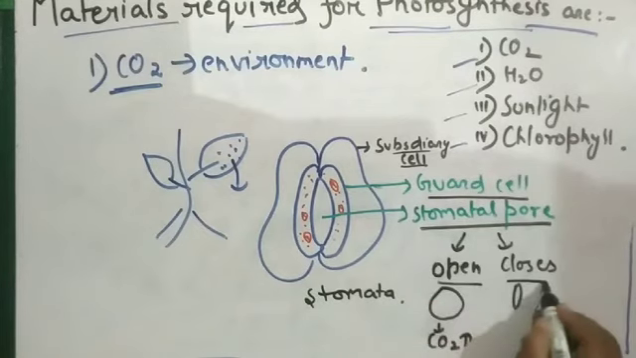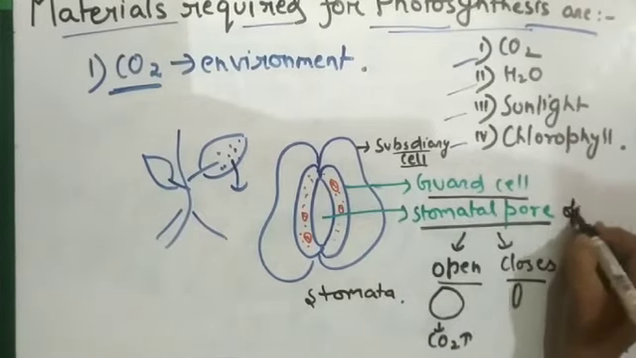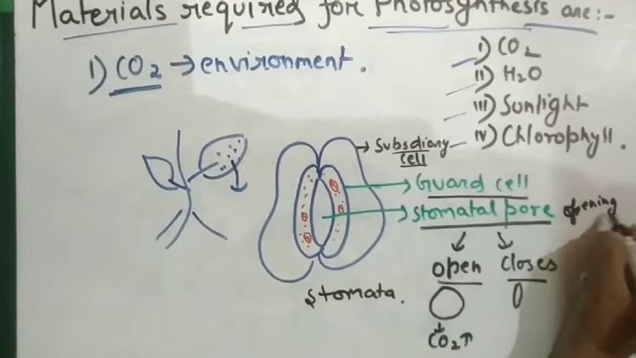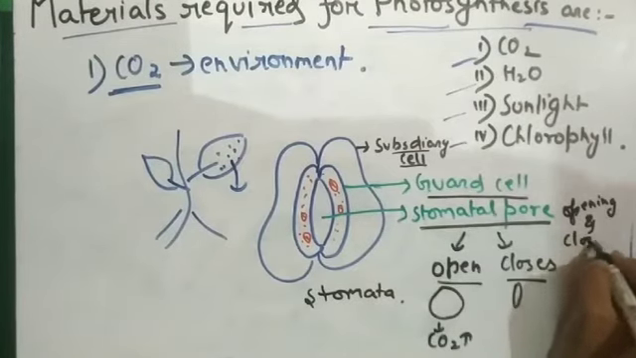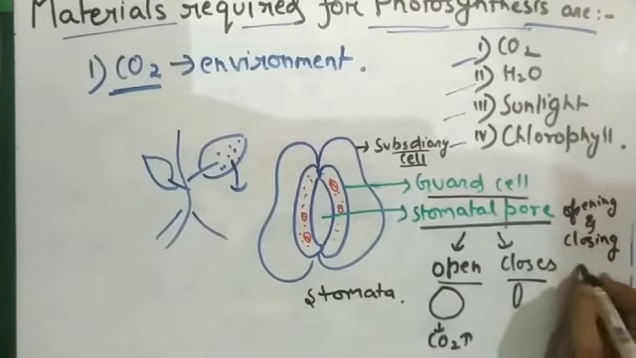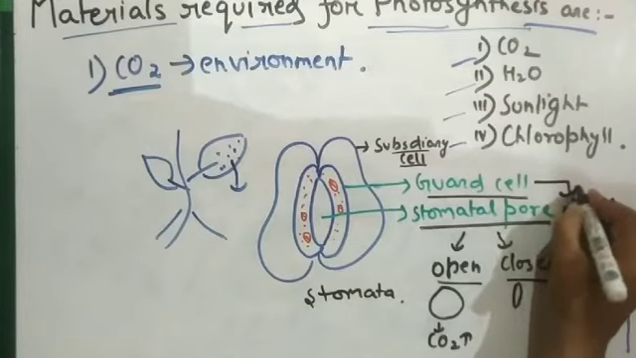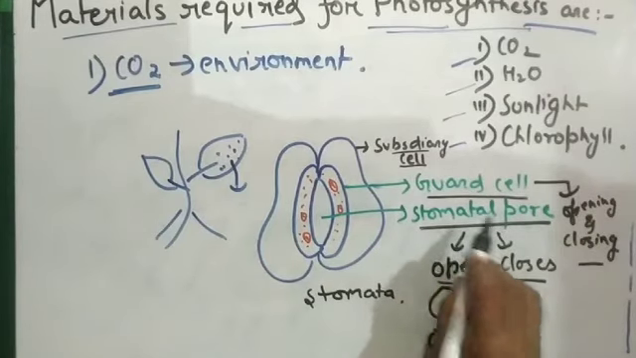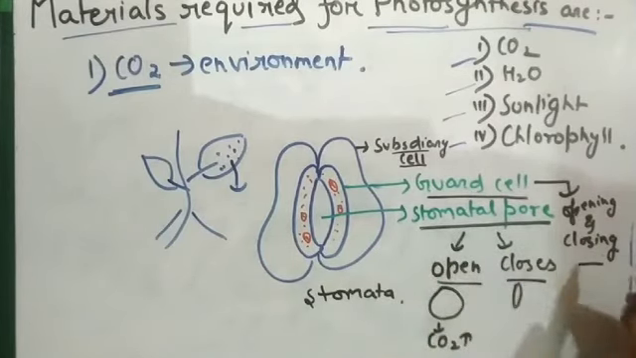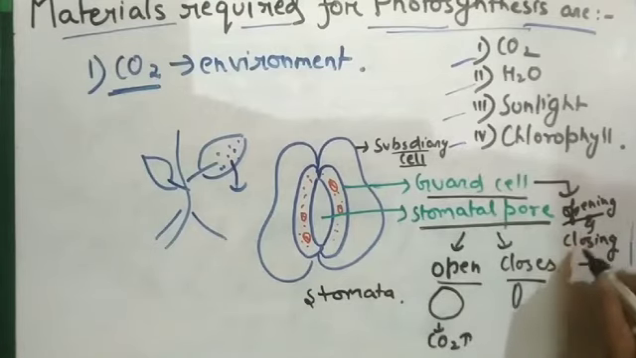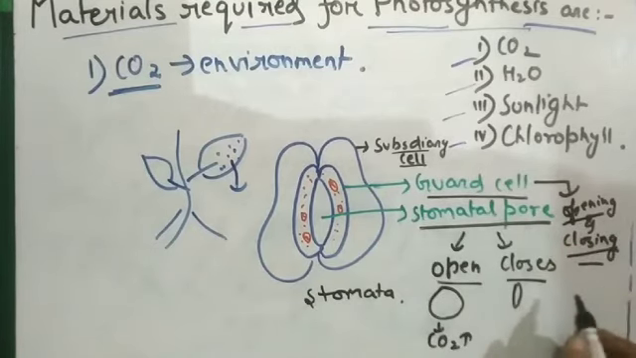This opening and closing of stomata is done with the help of the guard cells. So what is the function of the guard cell? The function of the guard cell is that it helps in the opening and closing of the stomatal pore.